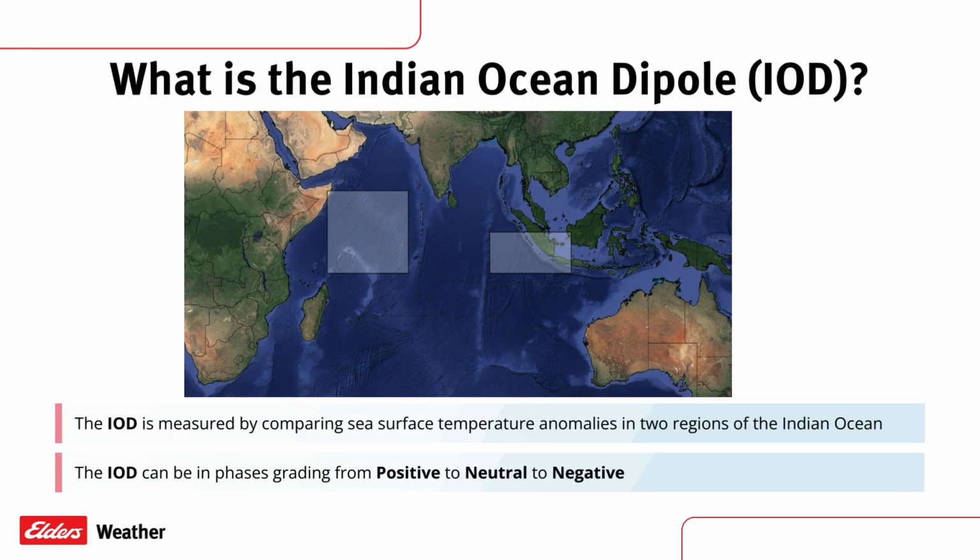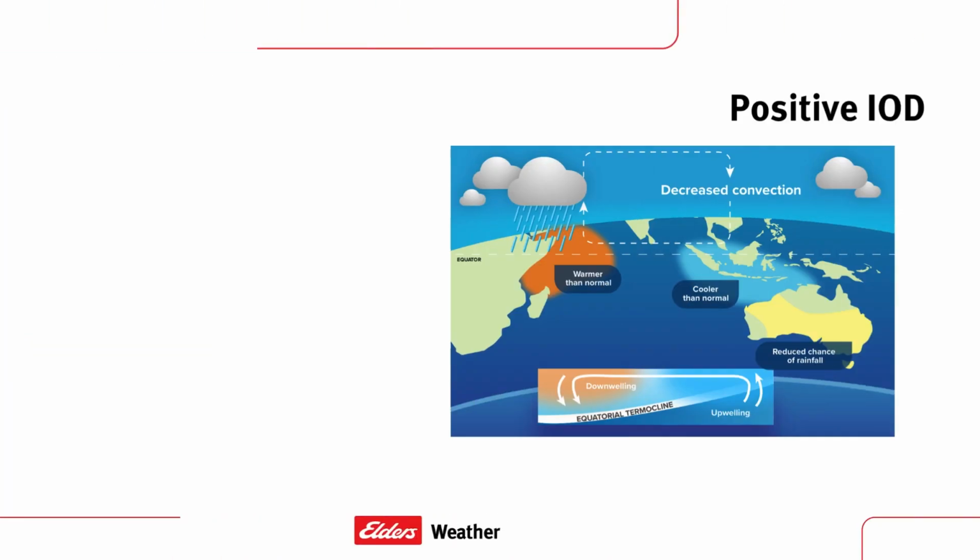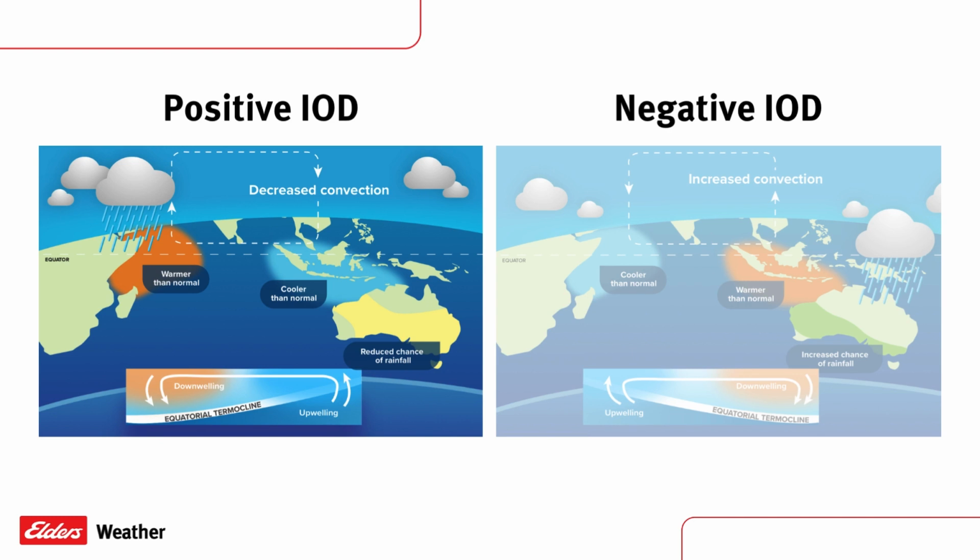The Indian Ocean Dipole refers to an index that measures the difference in sea surface temperature anomalies between these two regions in the tropical Indian Ocean. The Indian Ocean Dipole can be in phases grading from positive to neutral to negative. The image on the left shows a typical pattern of a positive Indian Ocean Dipole, where we have warmer than average sea surface temperatures off the east coast of Africa and cooler than average sea surface temperatures near Indonesia off the northwest coast of Australia.